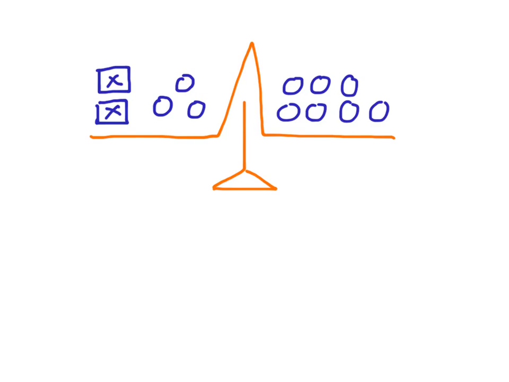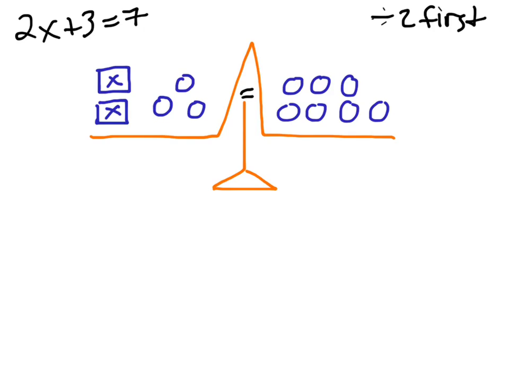Now, 2x plus 3 equals 7. If you were to divide by 2 first, that's okay, as long as you do this correctly. To divide by 2 first means whatever we have on either side of the scale, we need to cut that into 2 groups, or take half away, divide it in half. So on the left, if I divide my 2 boxes, then I'm essentially getting rid of one of those. I'm dividing it in half.